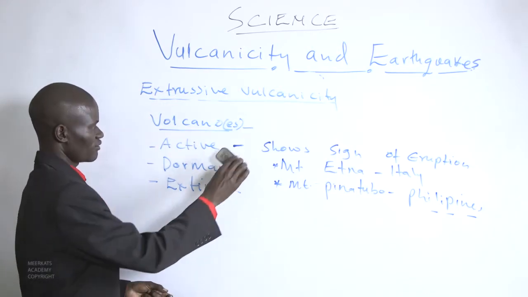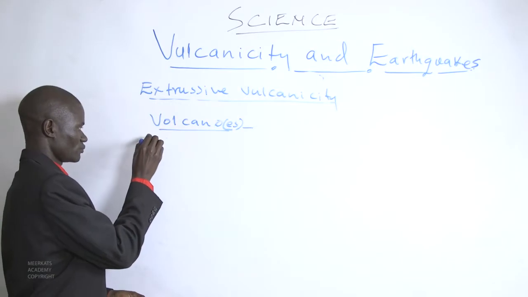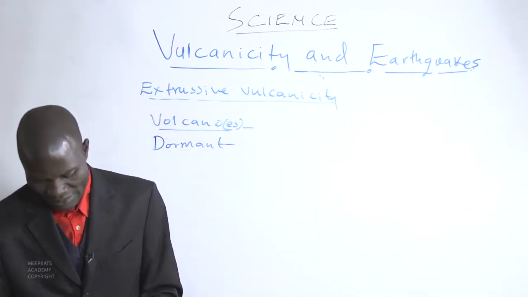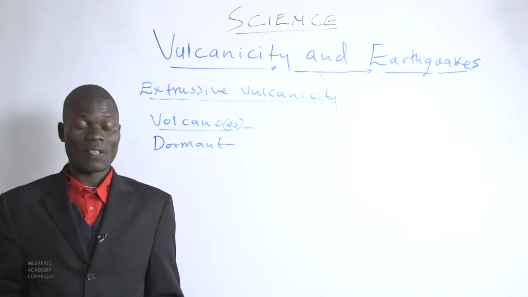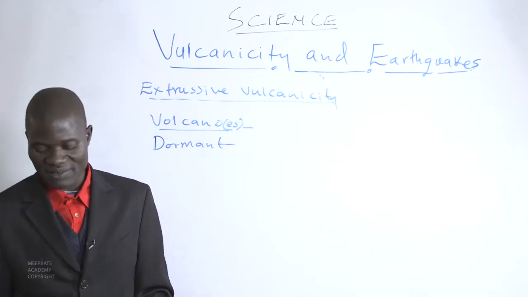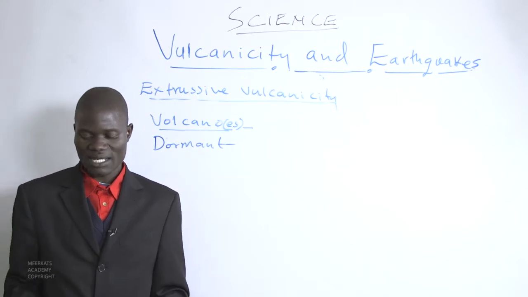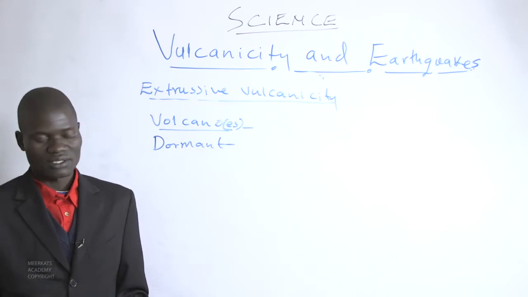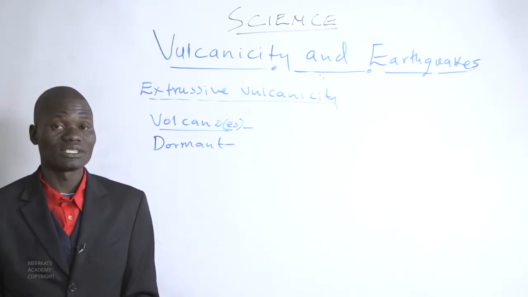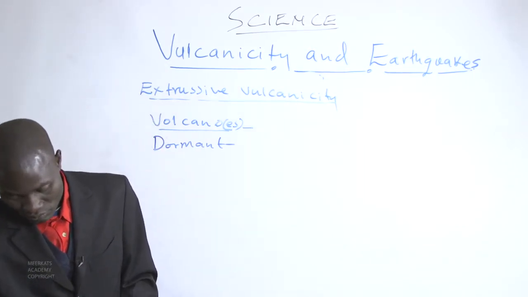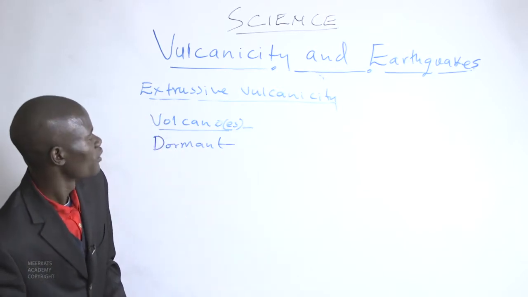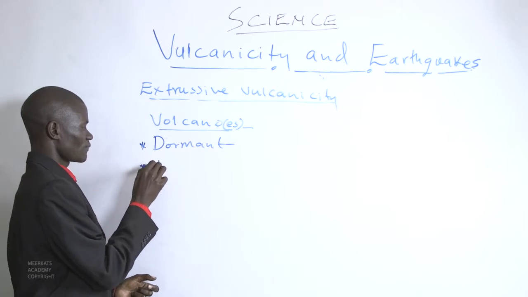Let's look at the dormant volcano. Dormant volcanoes are volcanoes that are not active, but they have some signs of eruption. They are likely to erupt in the near future. Some of them are subjected to weathering and erosion, and because of that, they are wearing down. A number of them are found in East African countries. We will look at them later. Lastly, let's look at the extinct volcano before we move on.